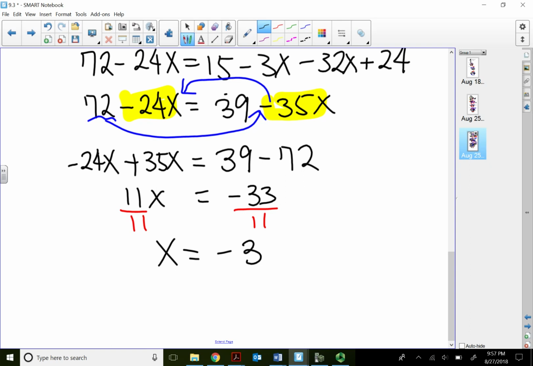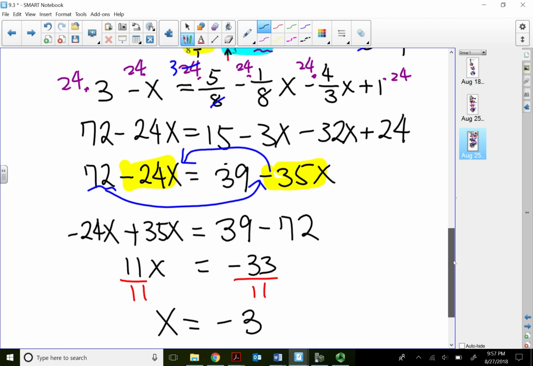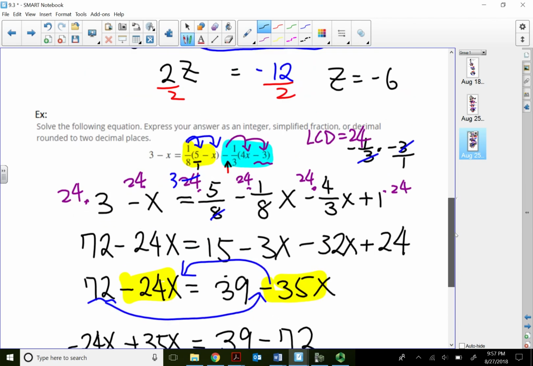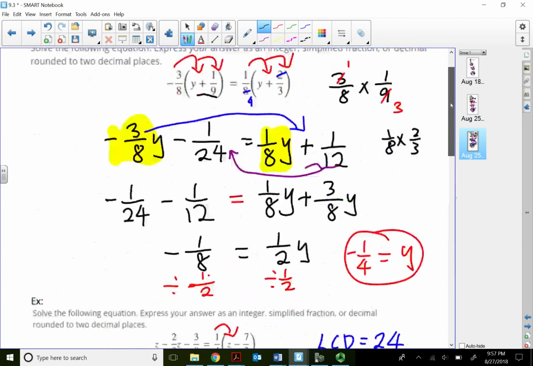All right, so in this lecture video, we talked about how to solve multi-step linear equations, where for some problems, we have to use the distributive property. And when we're dealing with a fraction equation, we can still clear the fraction or work with the fraction. All right, that will conclude this lecture video.